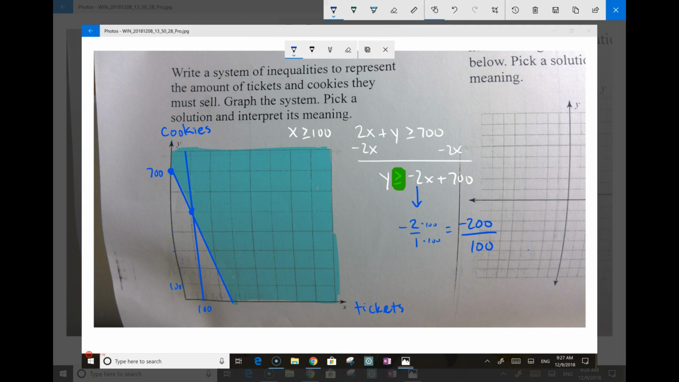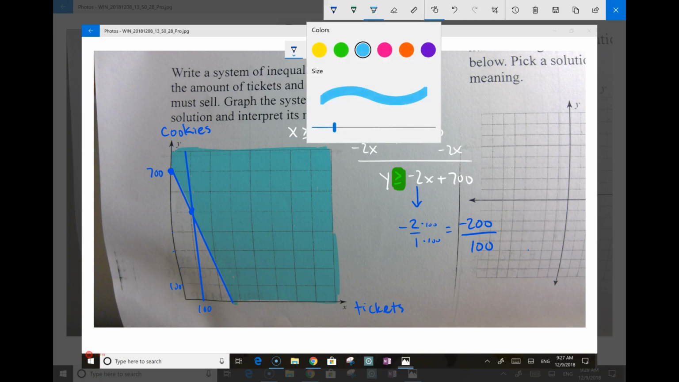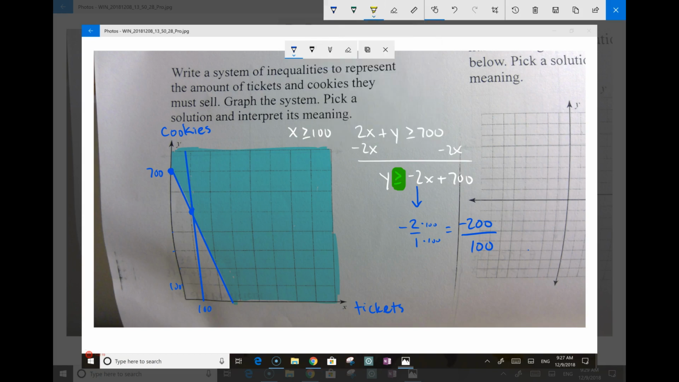And now I need to shade it. The direction that you need to shade is dependent on your inequality, and this says greater or equal to. So when you have something that is vertical, greater means to the right, because I want values of x that are greater than 100, and that lies on the right side.